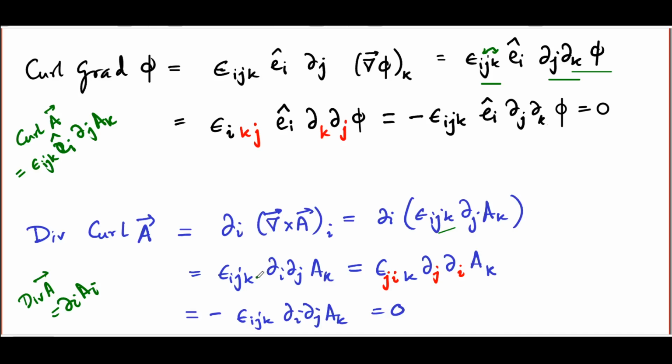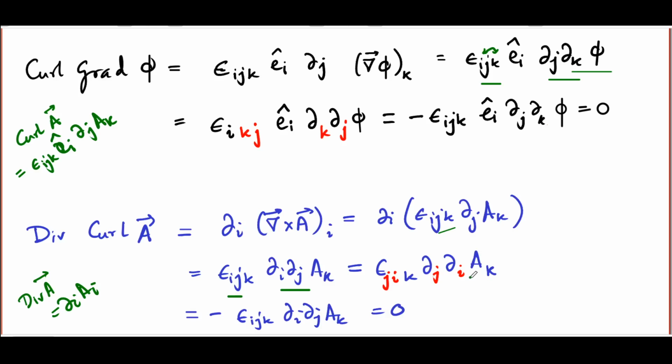We will now play the same game of interchanging indices. In this case, interchanging the first two indices, i and j. Calling them j and i respectively will give us epsilon jik. I have to do it consistently, so this i also changes, and this j to i, del j del i ak.